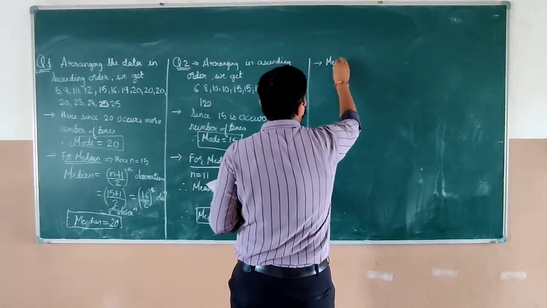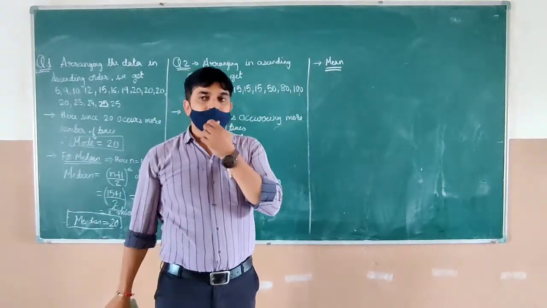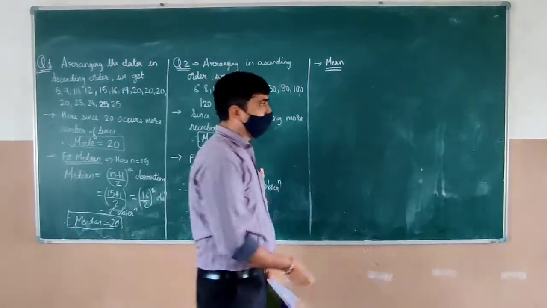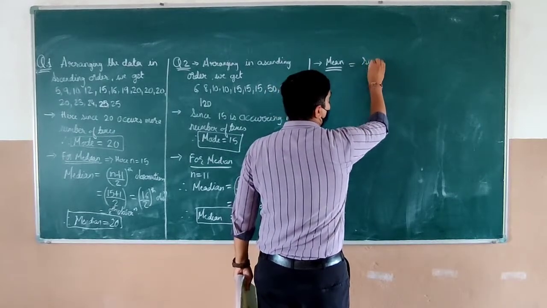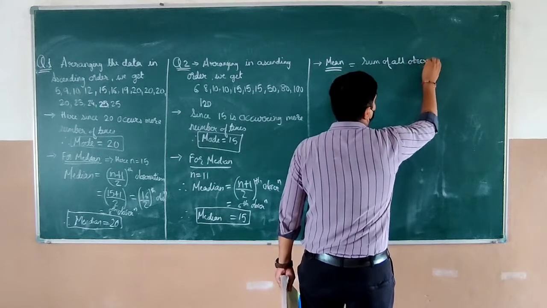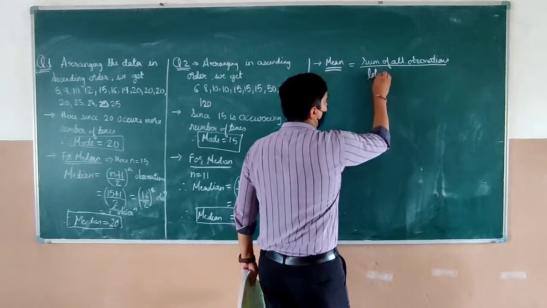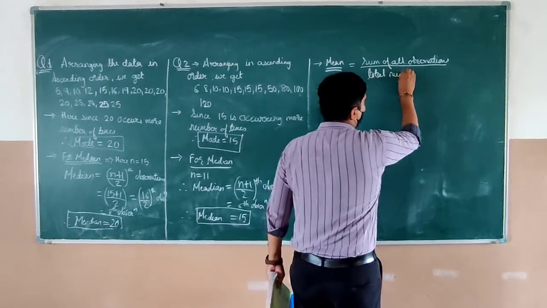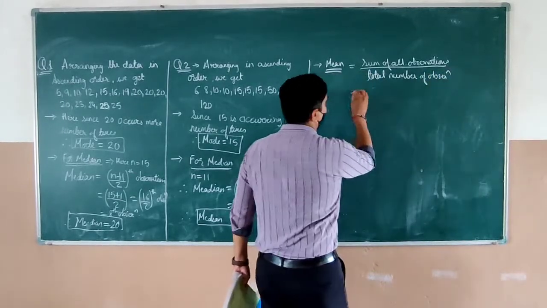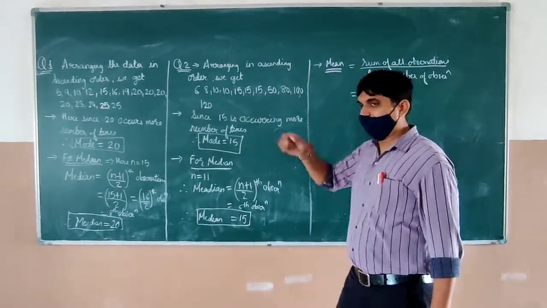How do we find the mean for the second question? The mean is the sum of all the observations divided by the total number of observations. This is how we find it. So mean is equal to sum of all observations divided by total number of observations. Please calculate the sum of all the observations here. Calculate with me.